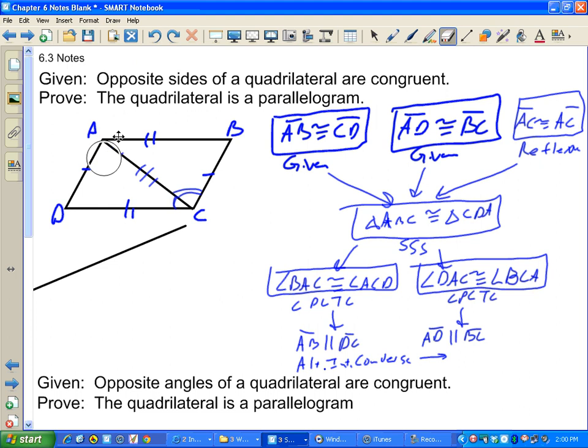So from now on, you don't need to go through all these steps again. Anytime you have opposite sides that are congruent, you can skip right to the end of this proof, the end being that shape ABCD is a parallelogram by the definition of parallelogram.